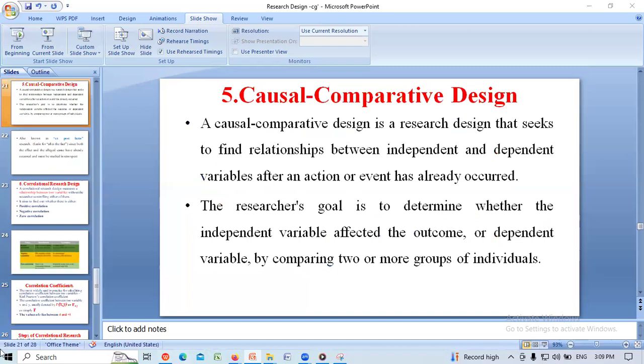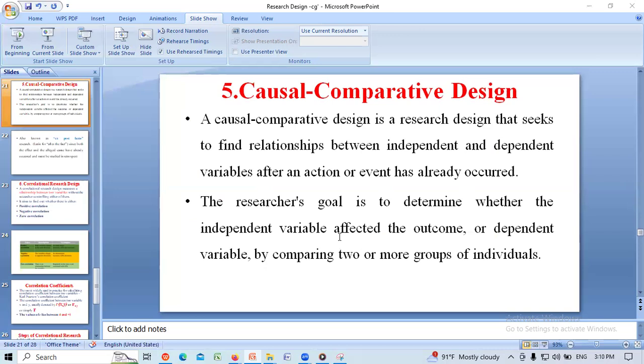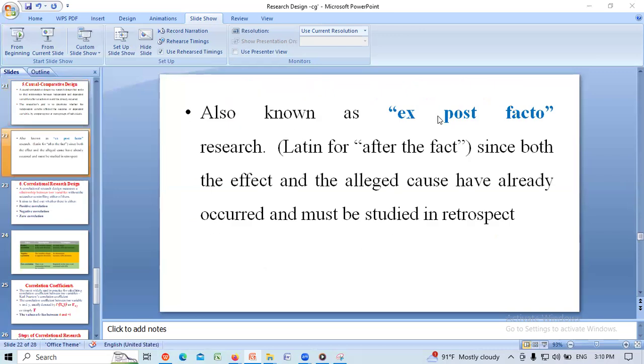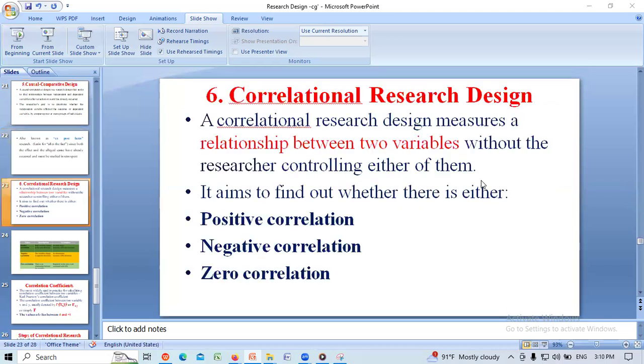Causal comparative design is the research design that seeks to find the relationship between the independent and dependent variables after an action or an event has already occurred. The researcher's goal is to determine whether the independent variables affect the outcomes or dependent variables by comparing two or more groups of individuals. Also known as ex post facto research, Latin for after the fact, both the effect and cause have already occurred, so it is retrospective.